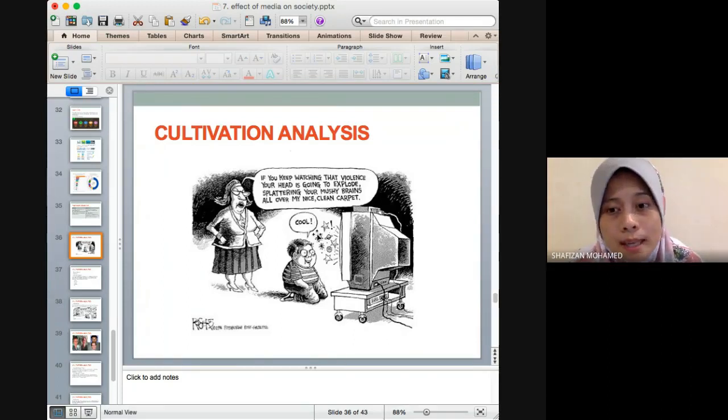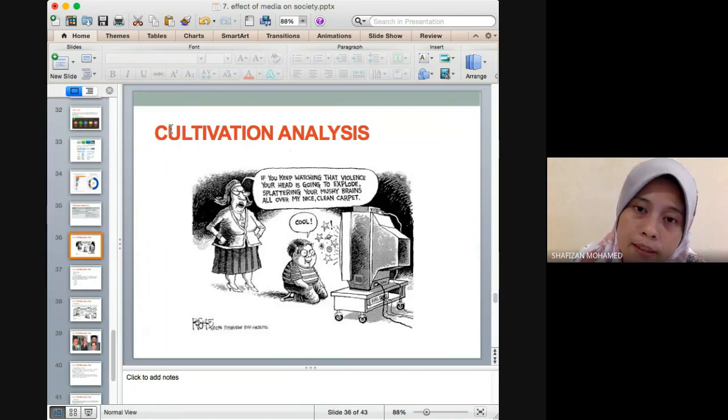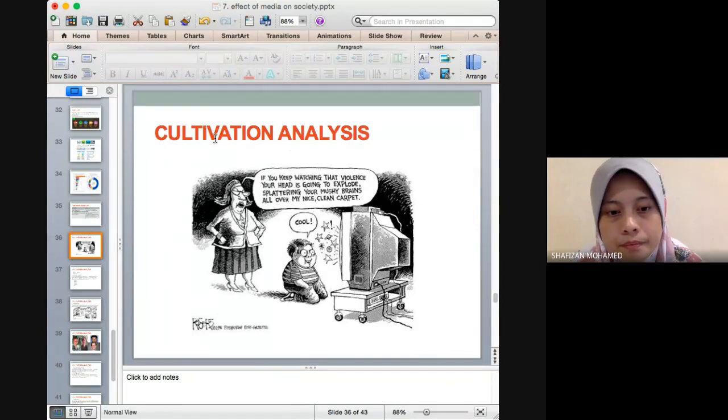Now, this happens to my children also. He likes to use the word, kill. So what is the point here? The point here is that the media, especially television, cultivates. What do we mean by cultivate? Cultivate means slowly, not abruptly, but slowly creating or designing the person's perception.